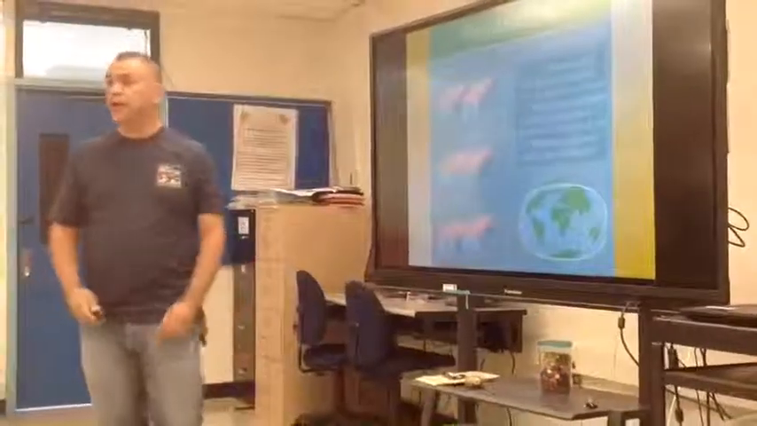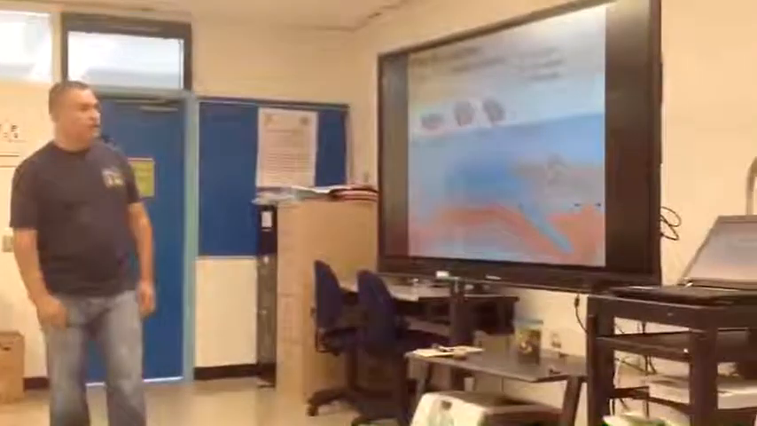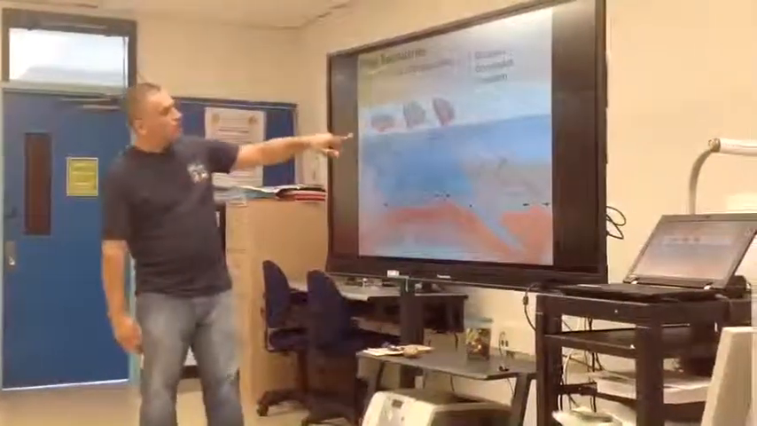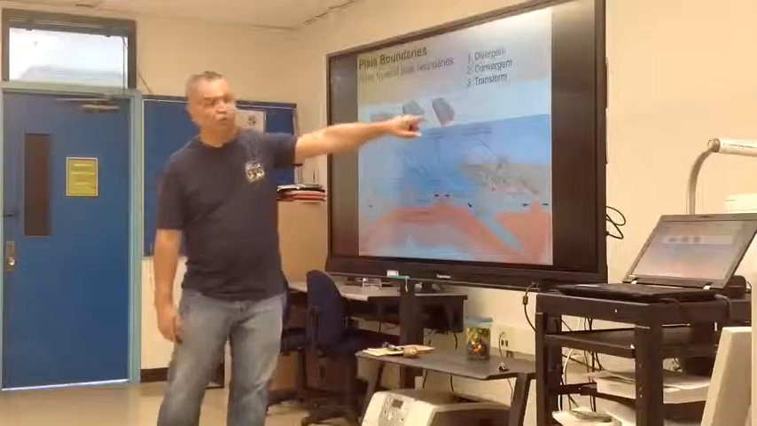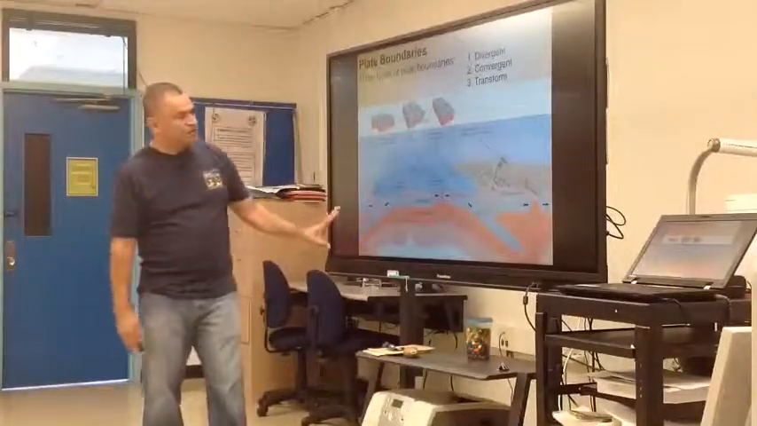I'm going to show you examples of each one of them. And where on Earth can we find them? You'll be amazed where they are. Here's a better picture. So here's the same movement. Transform, divergent, and convergent. I'll repeat, those are important terms. And here's a picture of what this gives rise to.